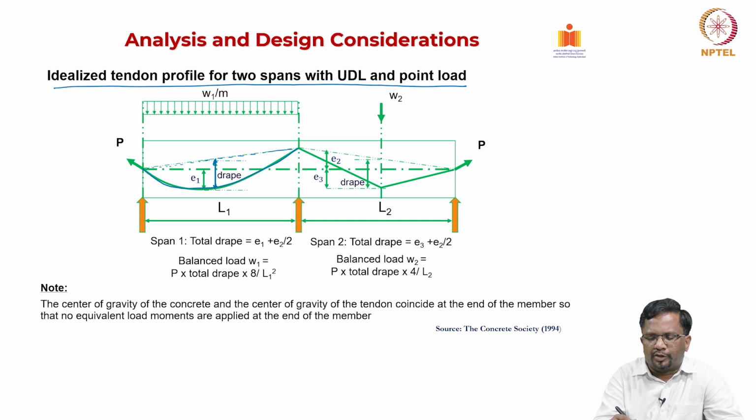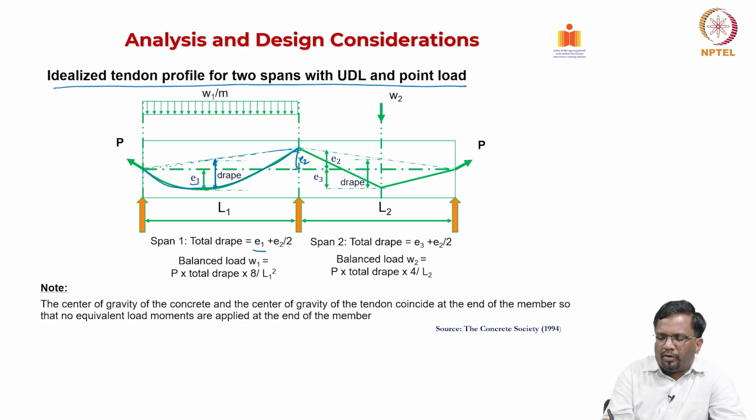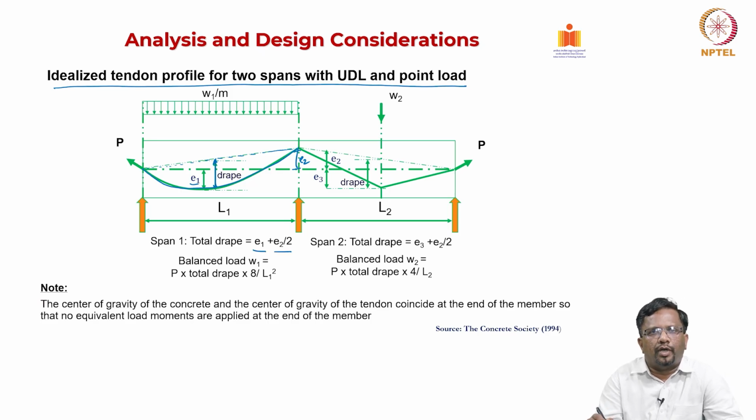Now, at mid span you have an eccentricity E1 and at this location you have E2. So, the drape is going to be E1 plus E2 by 2. Now, we know that the balanced load W is going to be the moment that is created by the drape, which is P into drape, multiplied by 8 by L1 square, or in other words W1 into L1 square by 8 should be equal to P into total drape. So, this is the moment that is created, that has to be balanced by the uniformly distributed load.